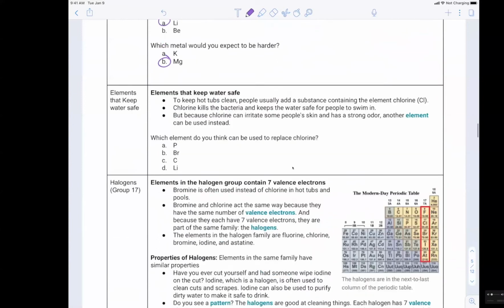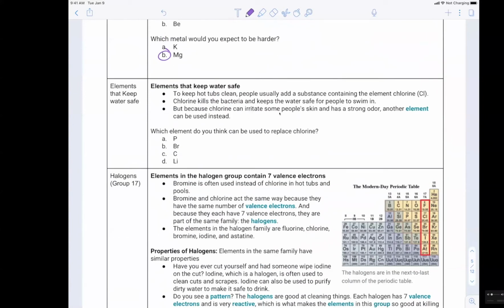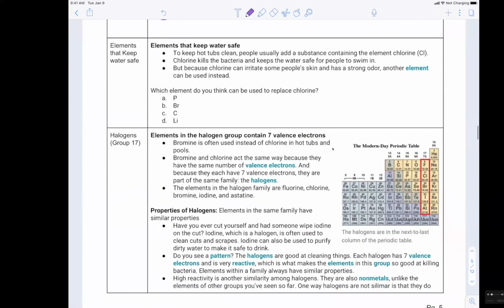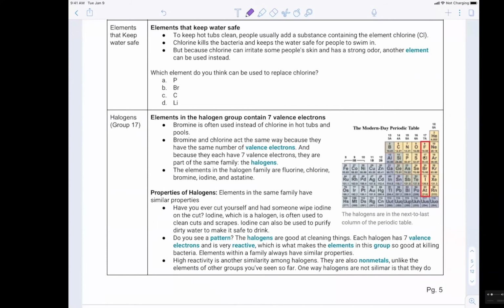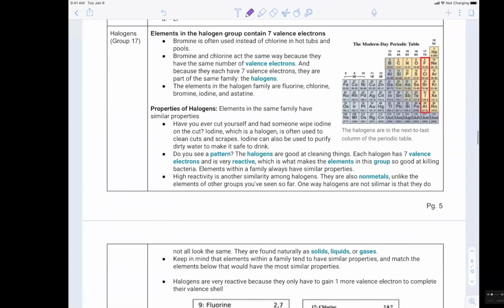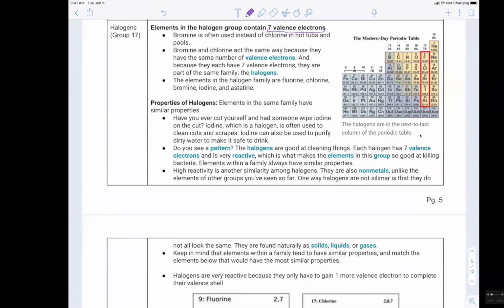So moving on, we're going to talk about elements that you should be kind of familiar with, and that's your halogens. So halogens, I guess the most famous one would be chlorine, which is used to clean your pool. And the most important thing about your halogens is they contain 7 valence electrons because they're in group 17. And they're really good at cleaning things because they're very reactive. So a lot of times they're used as disinfectants. So chlorine, or even fluorine or fluoride in your toothpaste.